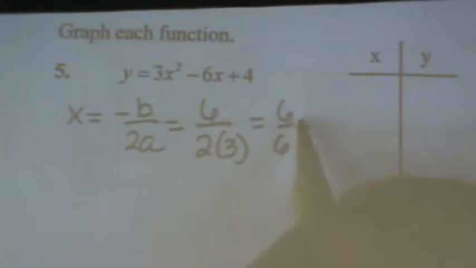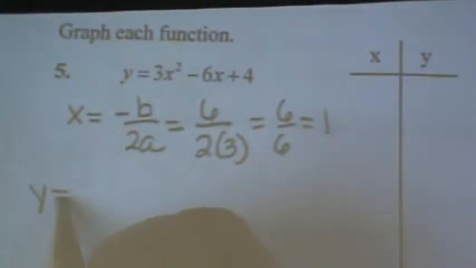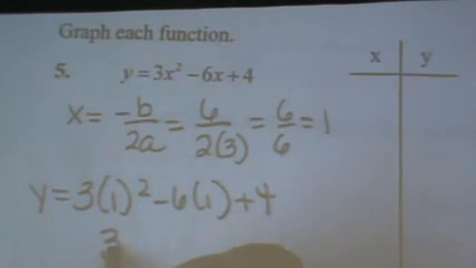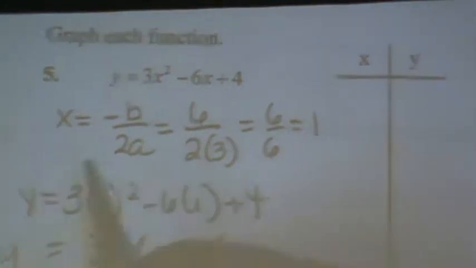What important point lies on the axis of symmetry? Your vertex. How are you going to get that? You're going to put a 1 in here. So what is 3 times 1 squared minus 6 times 1 plus 4? You get 3 minus 6 plus 4. What do you get? 1. y is 1. So (1, 1) is your vertex.